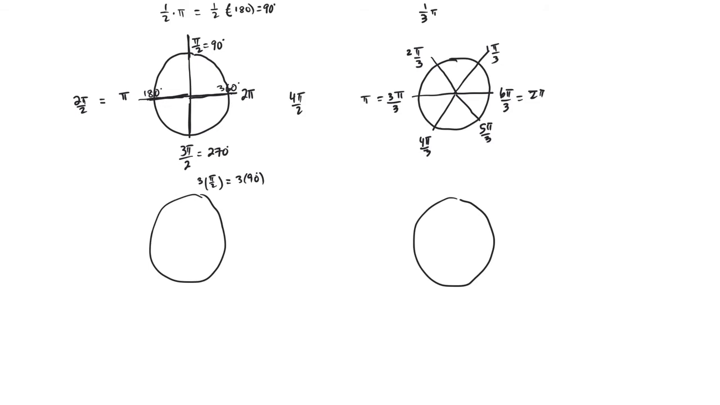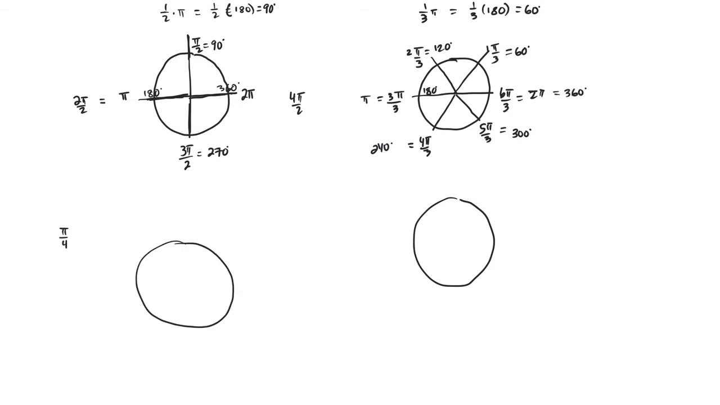Okay, now, what is 1/3 of a pi? Well, remember that pi is worth 180. So 1/3 of 180 is 60 degrees. So there's my 60. Each pi over 3 is worth 60. So 2 times 60 is 120. 3 times 60 is 180, and that makes sense because halfway around is 180 in degrees. 4 times 60, that's 240 degrees. 5 times 60 is 300 degrees. And 6 times 60 is 360.